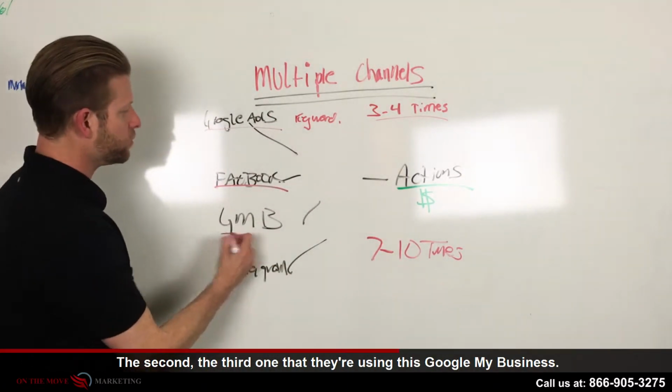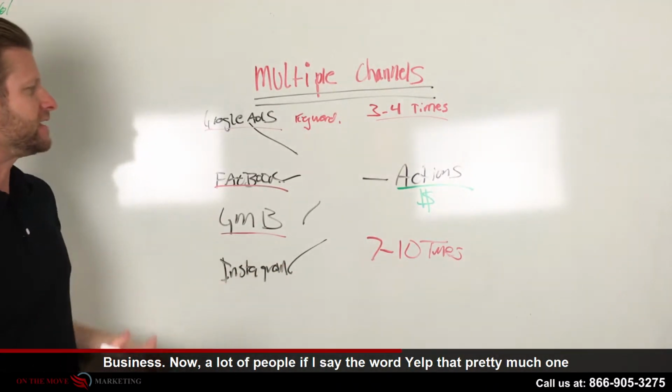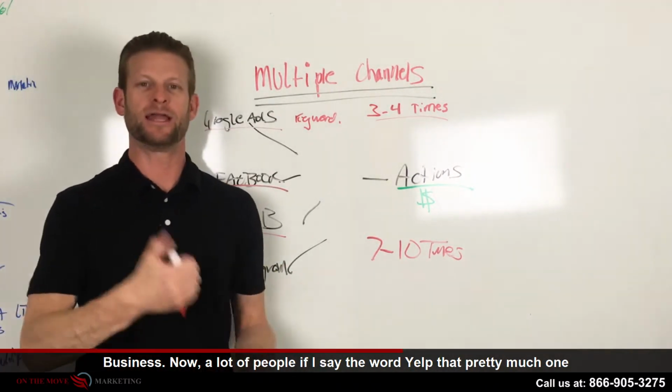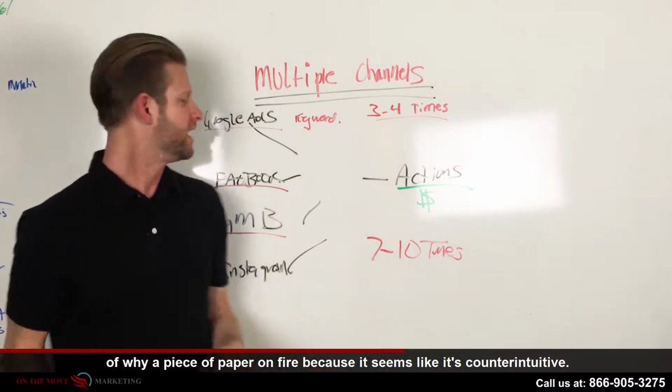The third one that they're using is Google My Business. Now, a lot of people, if I say the word Yelp, pretty much want to light a piece of paper on fire because it seems counterintuitive.